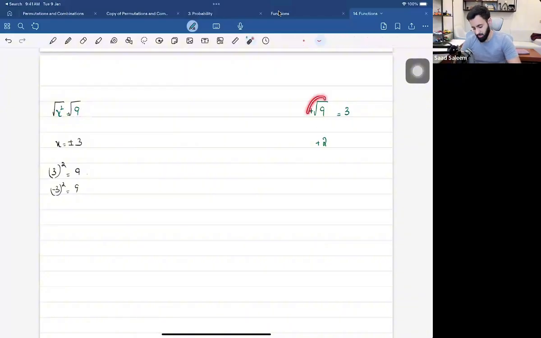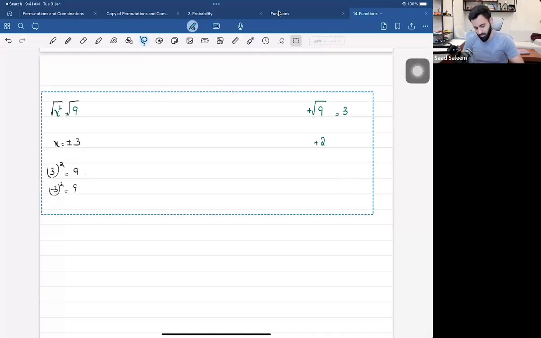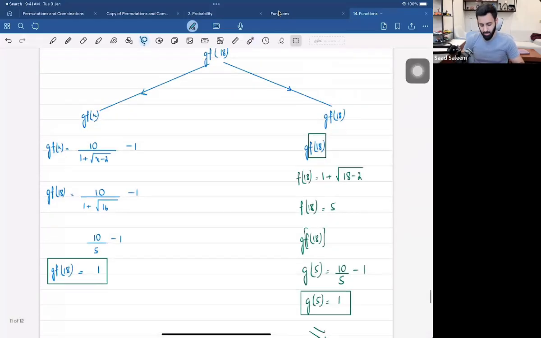But here the question is the square root of 9. That's it. So square root of 9 means the square root of 9, which is 3. That's it. But if you are solving an equation by taking the square root yourself, that is when you have to take plus minus. That is the only time where you have to take plus minus.